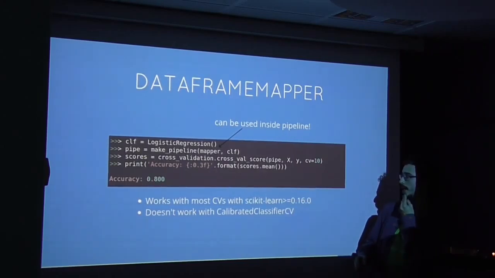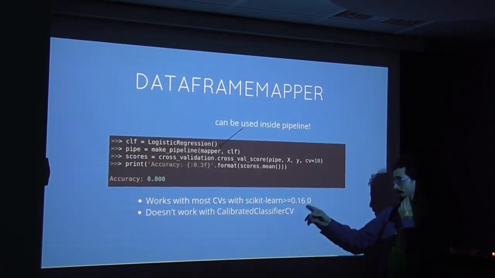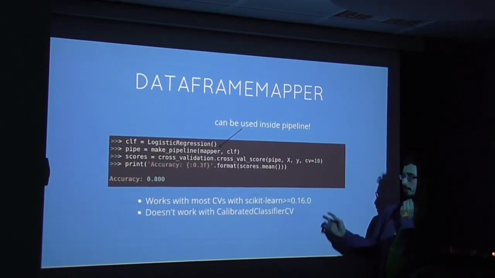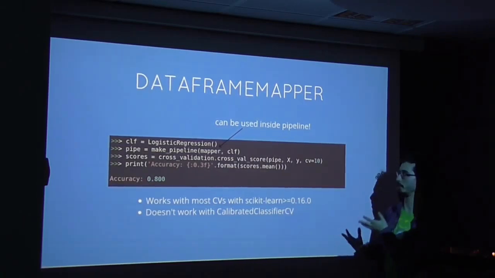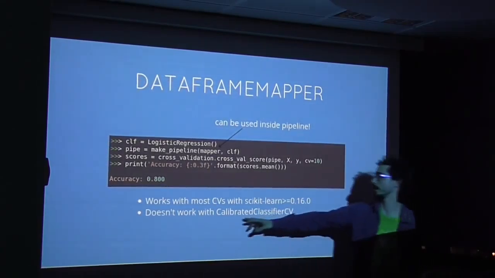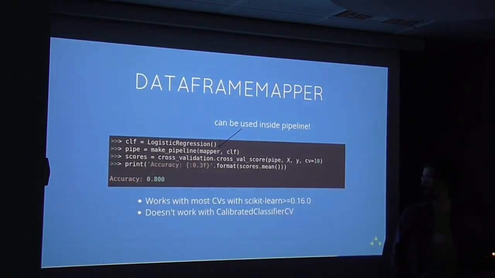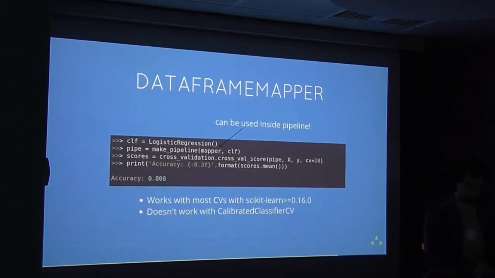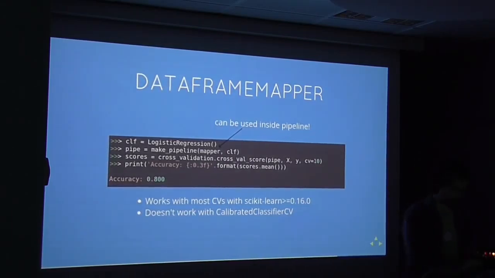And since sklearn 0.16, it works with most cross-validation wrappers, so you can use cross_val_score with K-fold cross-validation and others. The one that doesn't work is CalibratedClassifierCV, which I don't know exactly why they didn't change to work with it, but well, more or less this is it.